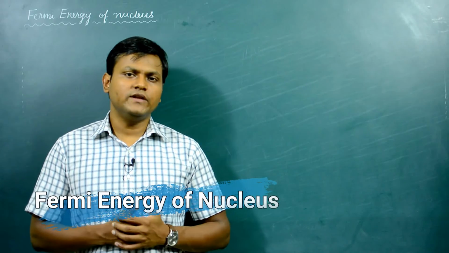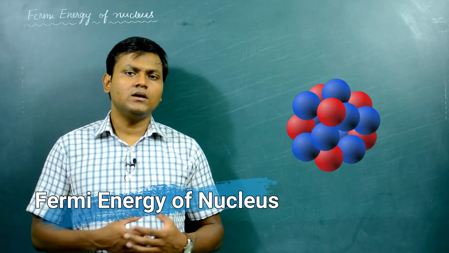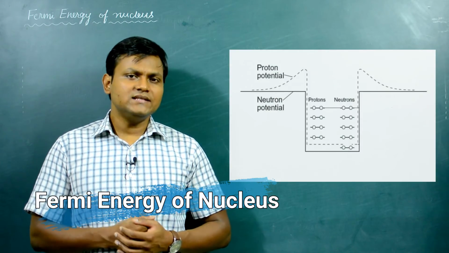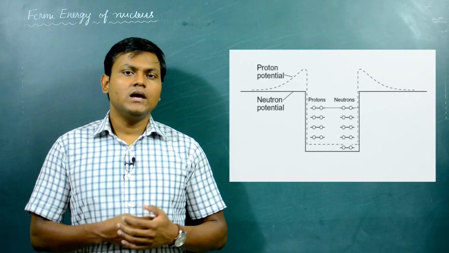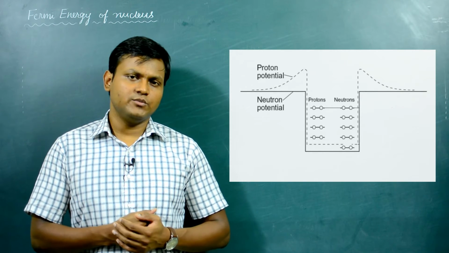In the Fermi gas model of the nucleus, it is assumed that the nuclear potential is approximately similar to that of a three-dimensional square well potential. If that is the case, then the neutrons and the protons inside the nucleus will arrange themselves in energy levels which are allowed in that kind of a three-dimensional potential well.